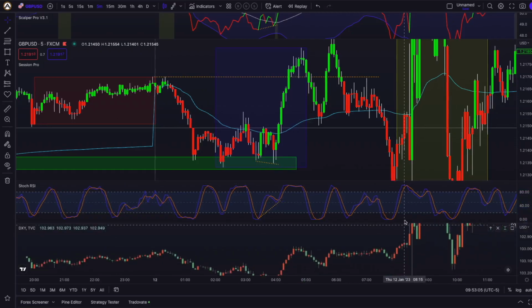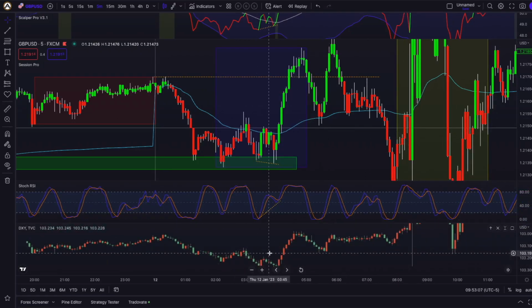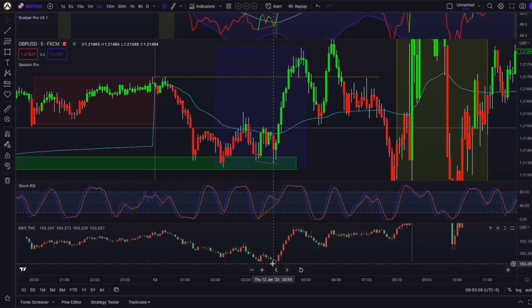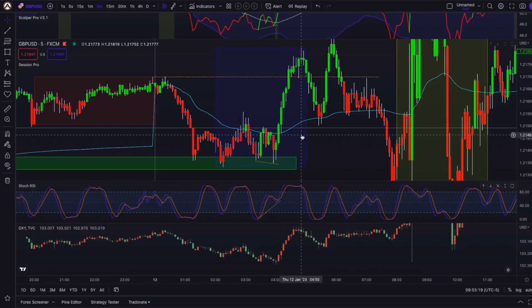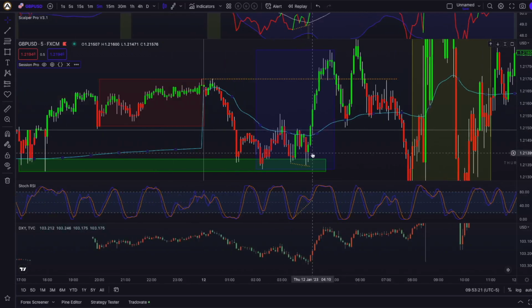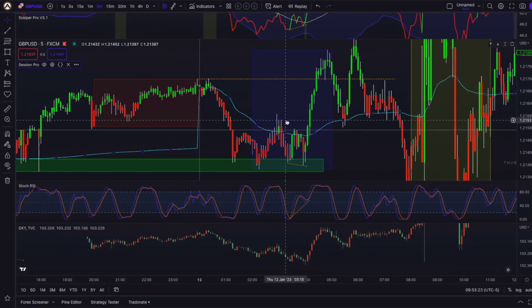And now let's check it out on the DXY. On the DXY, we also made a new lower low. So this also would have been confirmation for this long entry trade. I know the stochastic RSI crossed over the 50 level right here, but it would have played out. So overall, by taking this trade, depending where you place your stop loss and everything else, you actually would have ended still up with some profits.